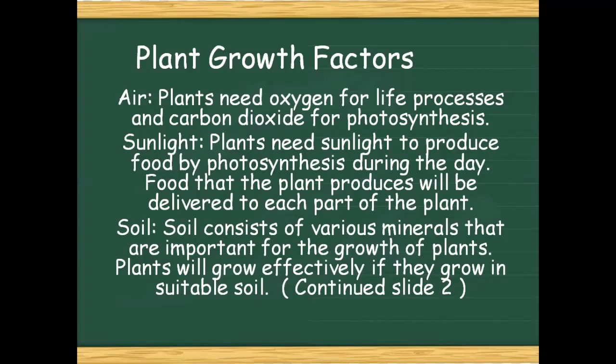Air, all right? Now this is what helps the plant to grow quickly and healthy. Plants need oxygen for life processes and carbon dioxide for photosynthesis. So we need the carbon dioxide to be able to produce food with some other elements. Sunlight is one of the other elements. Plants need sunlight to produce food by photosynthesis.